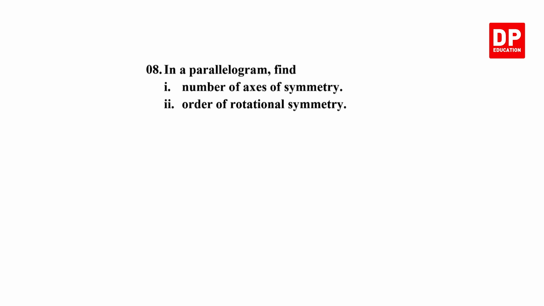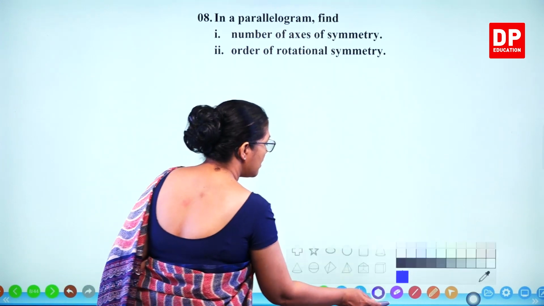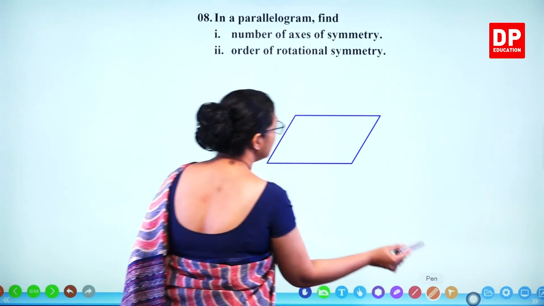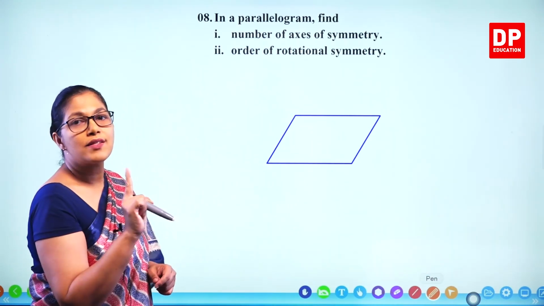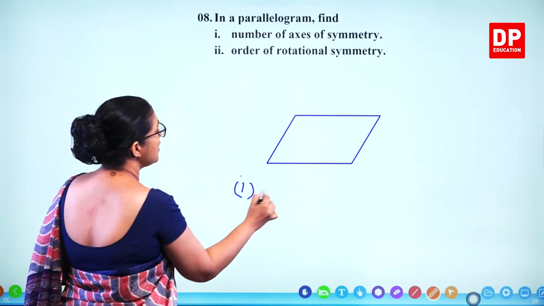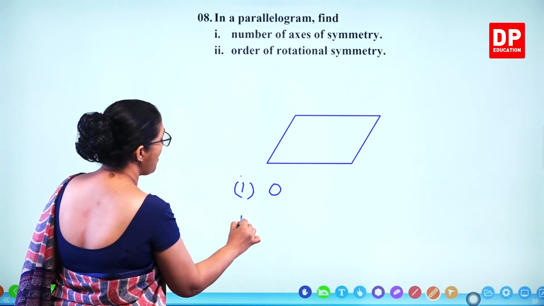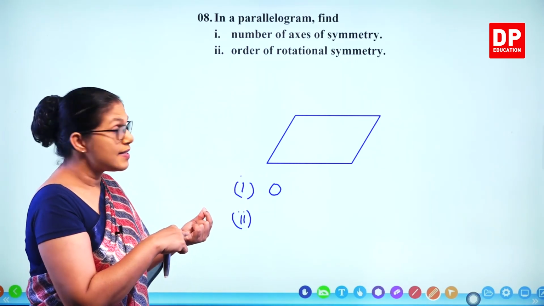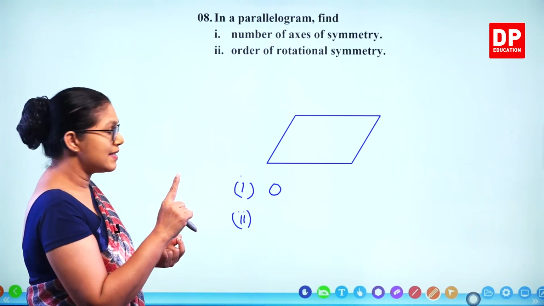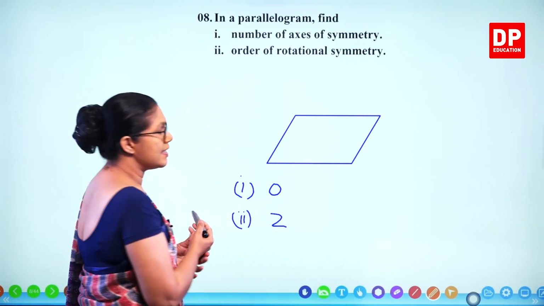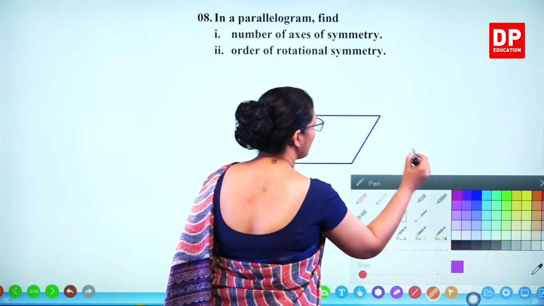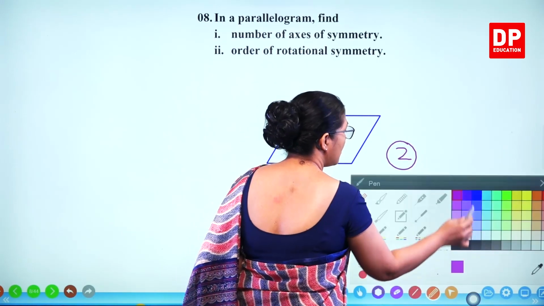Question number 8. In a parallelogram, find number of axes of symmetry, order of rotational symmetry. So this is about a parallelogram. So there are no axes of symmetry there. So 0 axis of symmetry. But when you rotate 180, you get the same shape, and again 360. So order of rotational symmetry is 2. You get 2 marks, 1 each.